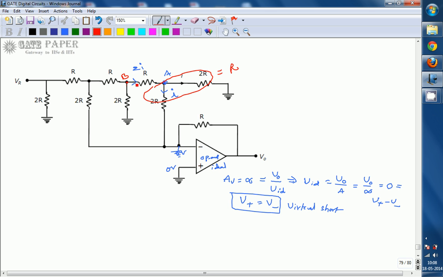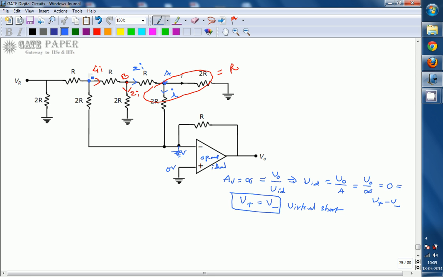Since the current flowing through this one is 2I, the same current also flows through this other resistor, because these two are in parallel, voltages are the same, and resistances are also the same, so the same current flows. So in this 2R resistor the current flowing is 2I, and the current flowing through this R is going to be 4I now. Assume this is node C.